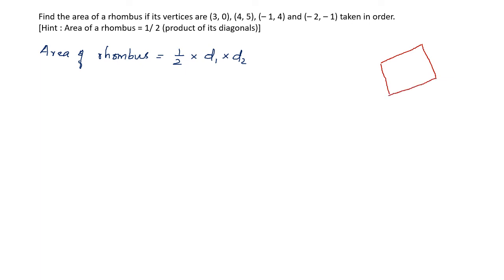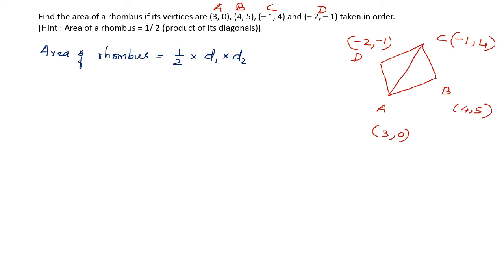Now here you are given 4 vertices A, B, C and D. Let us write this as A, B, C and D. Whenever you write, it should be in order, anti-clockwise direction or clockwise direction. (3, 0). Then you have (4, 5). Then you have (-1, 4). And you have (-2, -1). You are asked to find the area. Area we know half into diagonal 1 into diagonal 2. So what is the length of the diagonal?